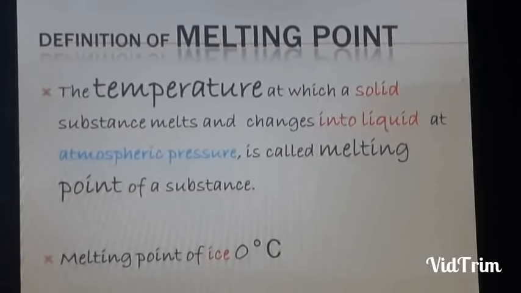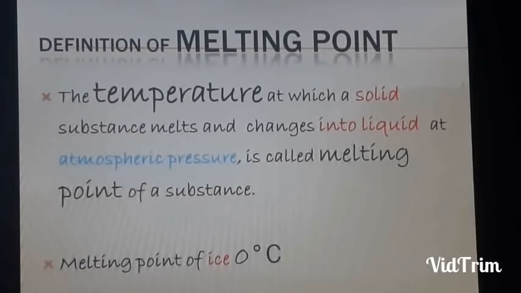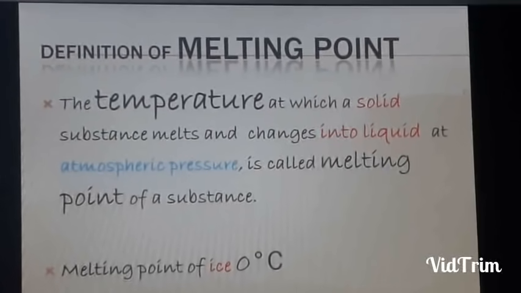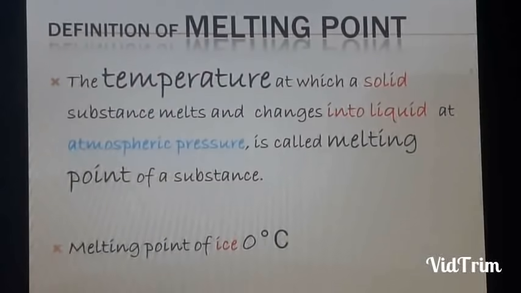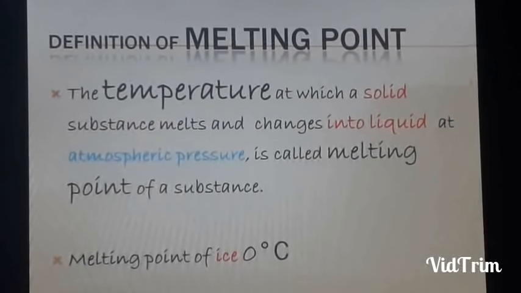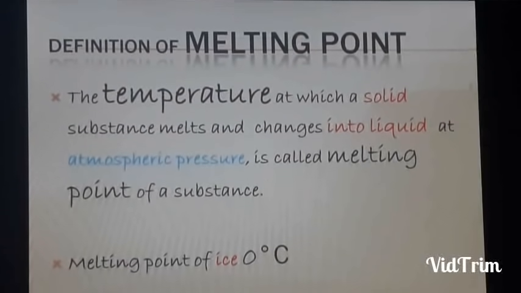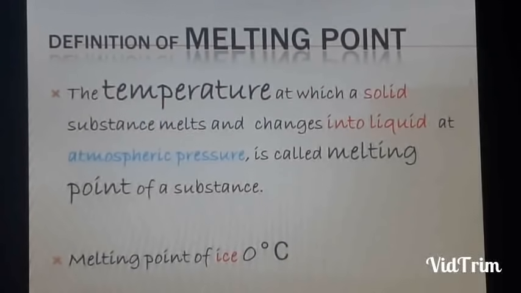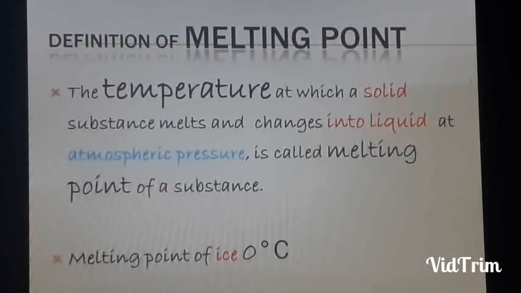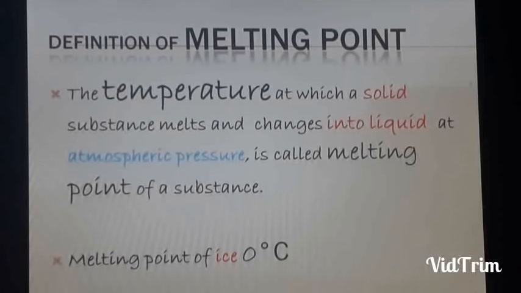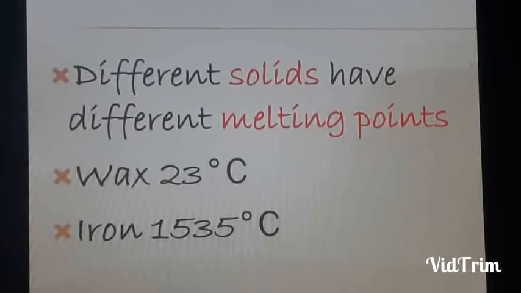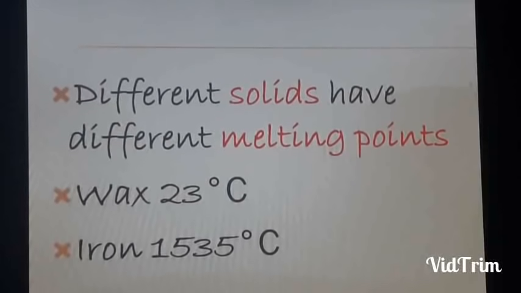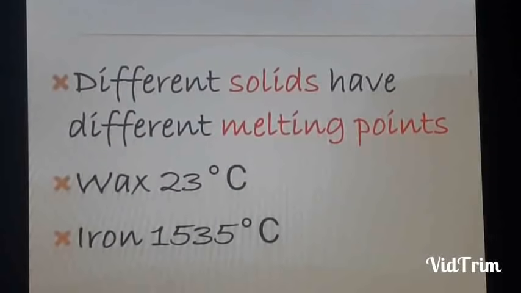The temperature at which a solid substance melts and changes into liquid at atmospheric pressure, the normal pressure, is called the melting point of the substance. So now, what is the melting point of ice that you know? Yes, it is 0 degrees Celsius. So once 0 degrees Celsius is reached, it will start converting into water.